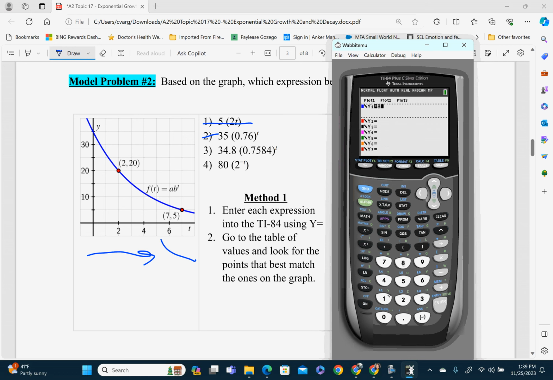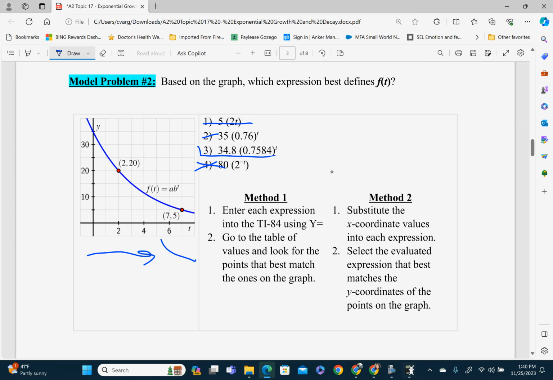Clear that. I have 80. That doesn't look right because of our starting number, but let's just go ahead and plug that in. Parentheses 2 to the negative x. And go over here. And again, I'm just going to check this. So do I have, okay, I have exactly 220. And then over, do I have 7.5? I don't have 7.5, so yeah, that one's out. So the closest answer that we have, it says best defines, is going to be option number 3.